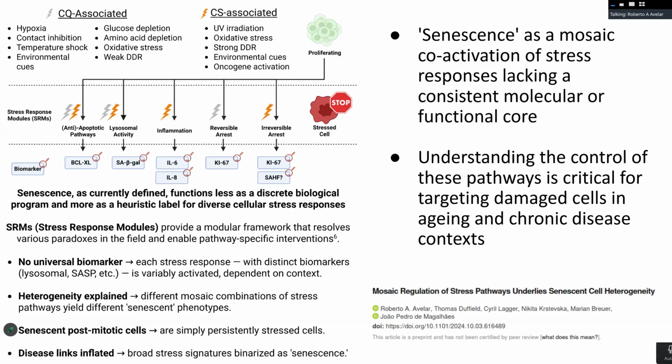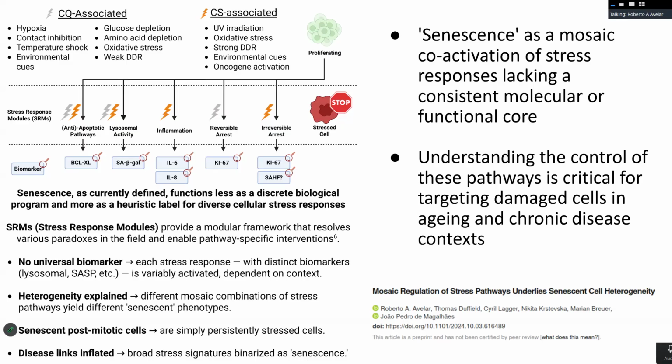But the main idea is that this model explains a lot of the problems we see with the field. So for example, everyone has been hunting for a universal biomarker of senescence, but I don't think this should actually exist at all, especially if we're just measuring stress, because the stress is going to be heterogeneous depending on what you're actually doing to the cell, what the insult is, what the cell type is. So this explains the lack of a universal biomarker. The heterogeneity is simply activation of different stress response pathways depending on context as well.